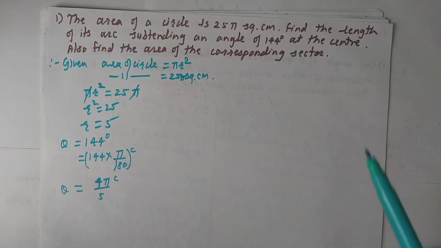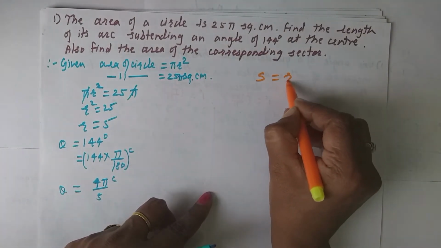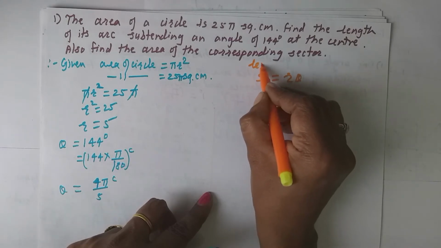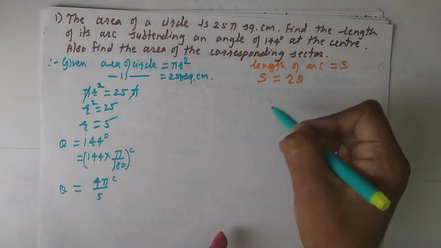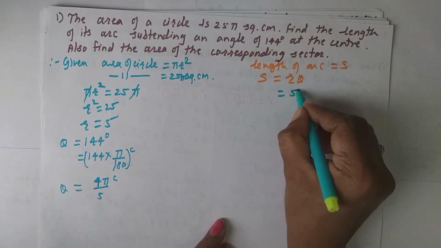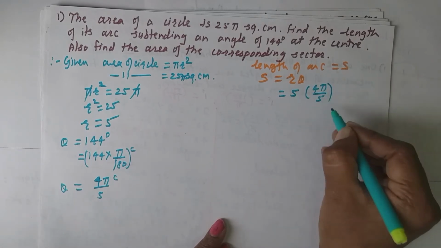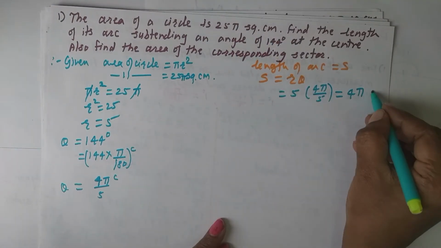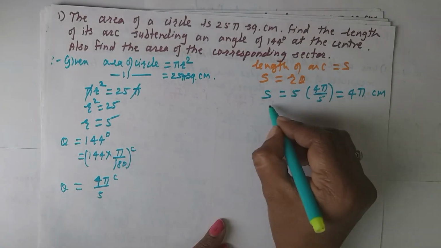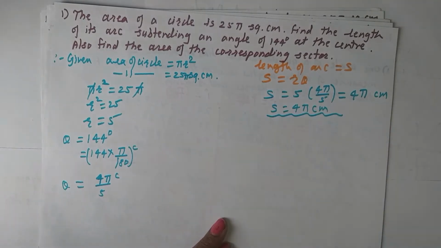Okay. Then I have to find length of arc. What is the formula for length of arc? If I denote length of arc by S, then the formula is S is equal to r theta. You keep the value of r 5, value of theta 4 pi by 5, and after simplification I will get 4 pi. And what is the unit here? Centimeter. Therefore, arc length will be S is equal to 4 pi centimeter. In this way, I have got arc length.